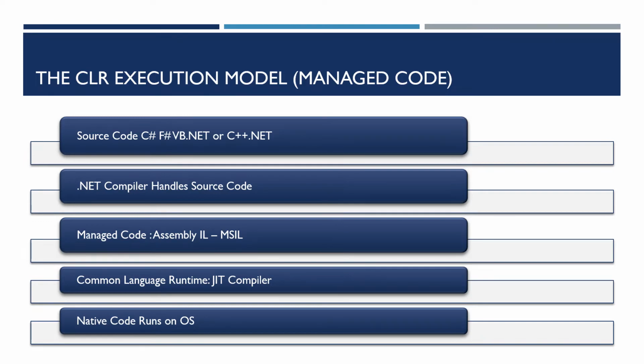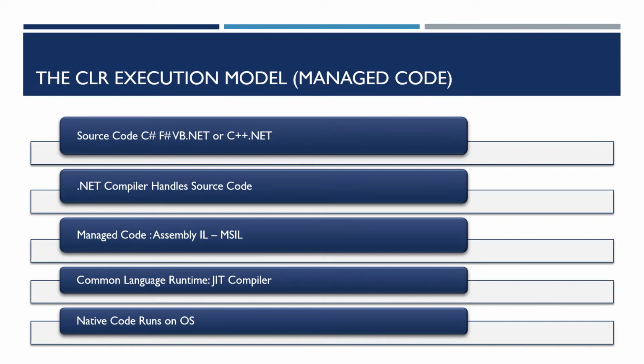So let's take a look at what happens really. The developer comes in, you write your source code, then it gets compiled. The .NET compiler handles the source code and then pushes out something called managed code or assembly, right? Or MSIL. Then this MSIL gets passed to the common language runtime environment that's got something called a JIT compiler, or just-in-time compiler. And this compiler compiles the code into native code that runs on the operating system.